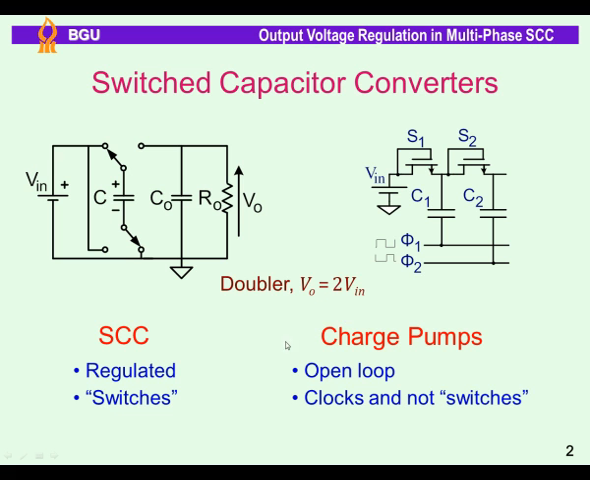Switched capacitor converters use a number of switches to commutate so-called flying capacitors. In this simplest example, the flying capacitor C is charged by the input voltage source and then is connected in series with it and discharged to the load. Under no load condition, the output steady-state voltage will be twice the input voltage.